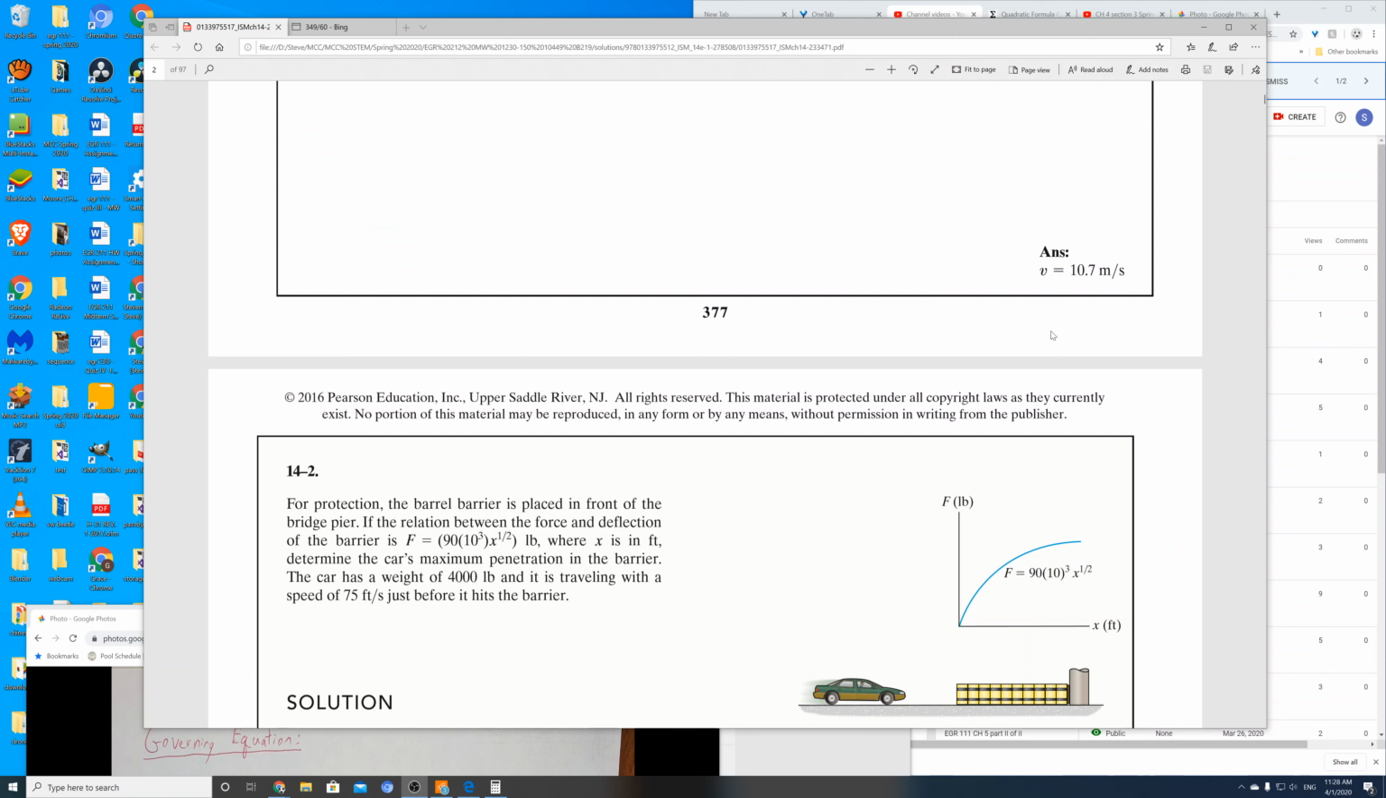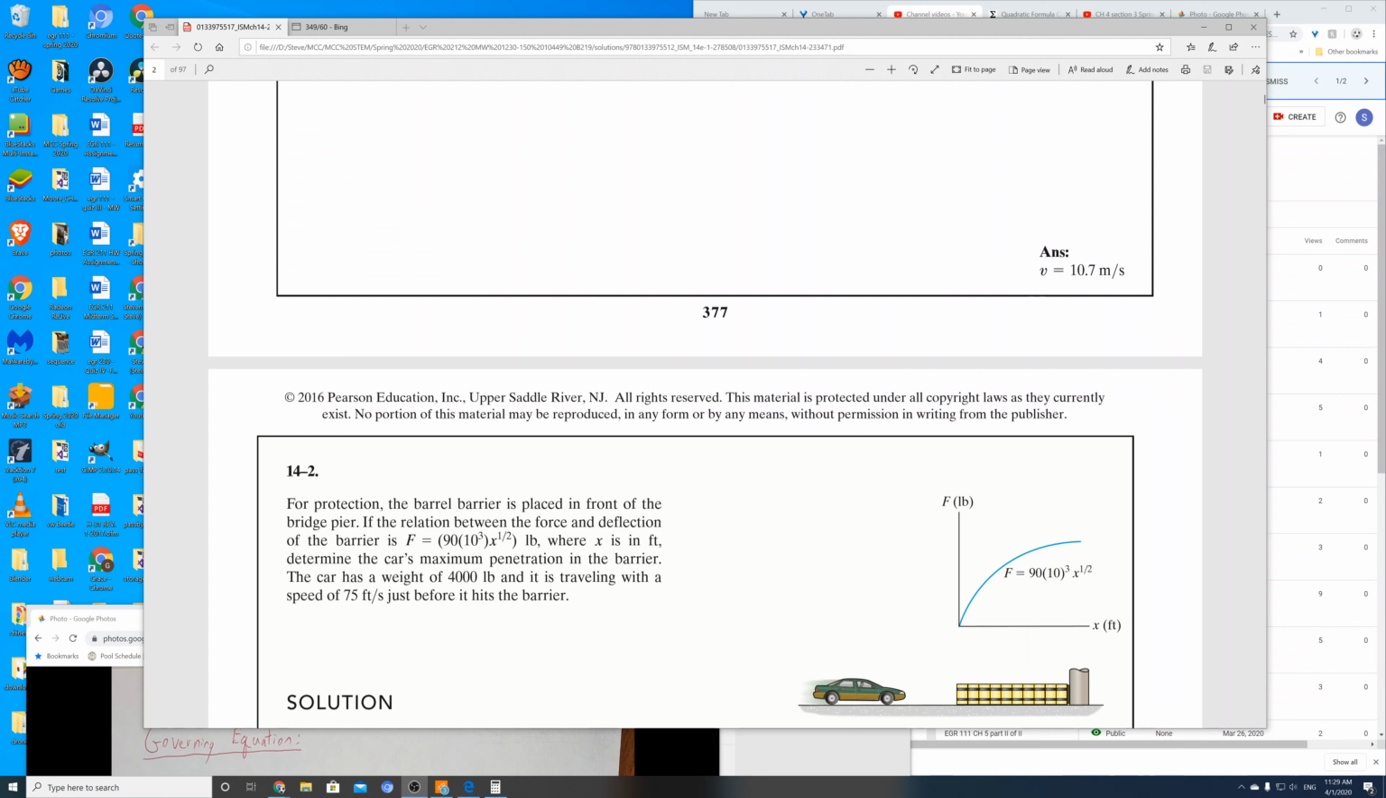Now, in this example, we have an equation representing it, essentially, and this is the force as a function of position. Here x is in feet, and we want to determine how far in it's going to push the barrier before the car comes to a stop.